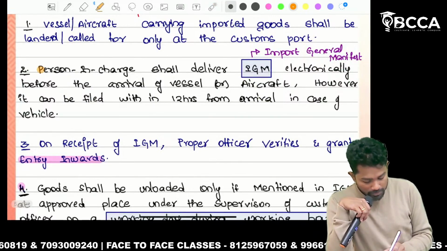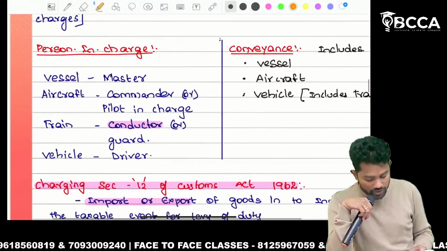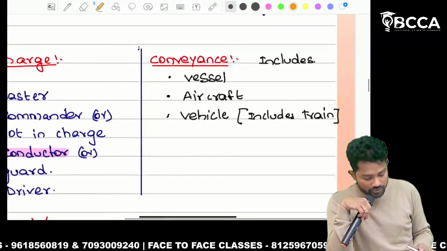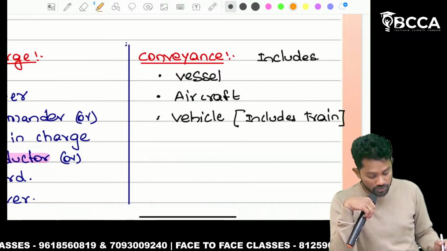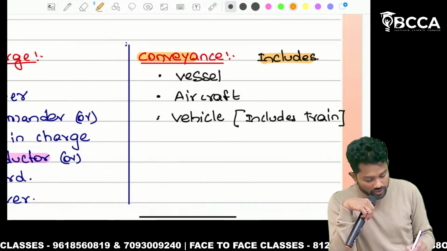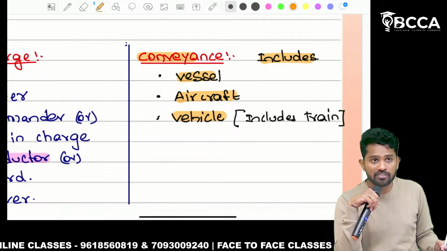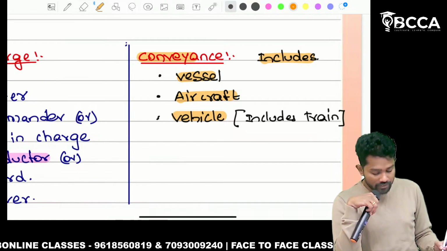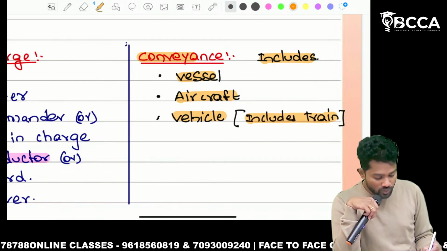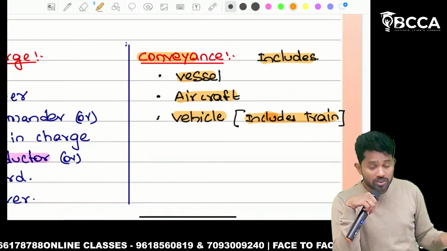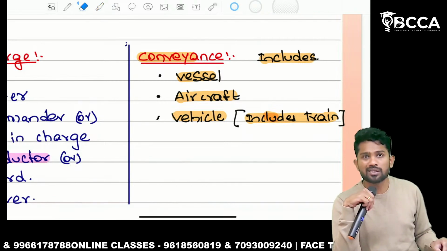Then this person in charge. Here we are referring to the person in charge, so we should understand who is called the person in charge. For that, first we should understand conveyance. Conveyance is nothing but the mode of transport. Conveyance includes vessel, aircraft and vehicle. And vehicle here even includes train. So these are the modes of transportation.